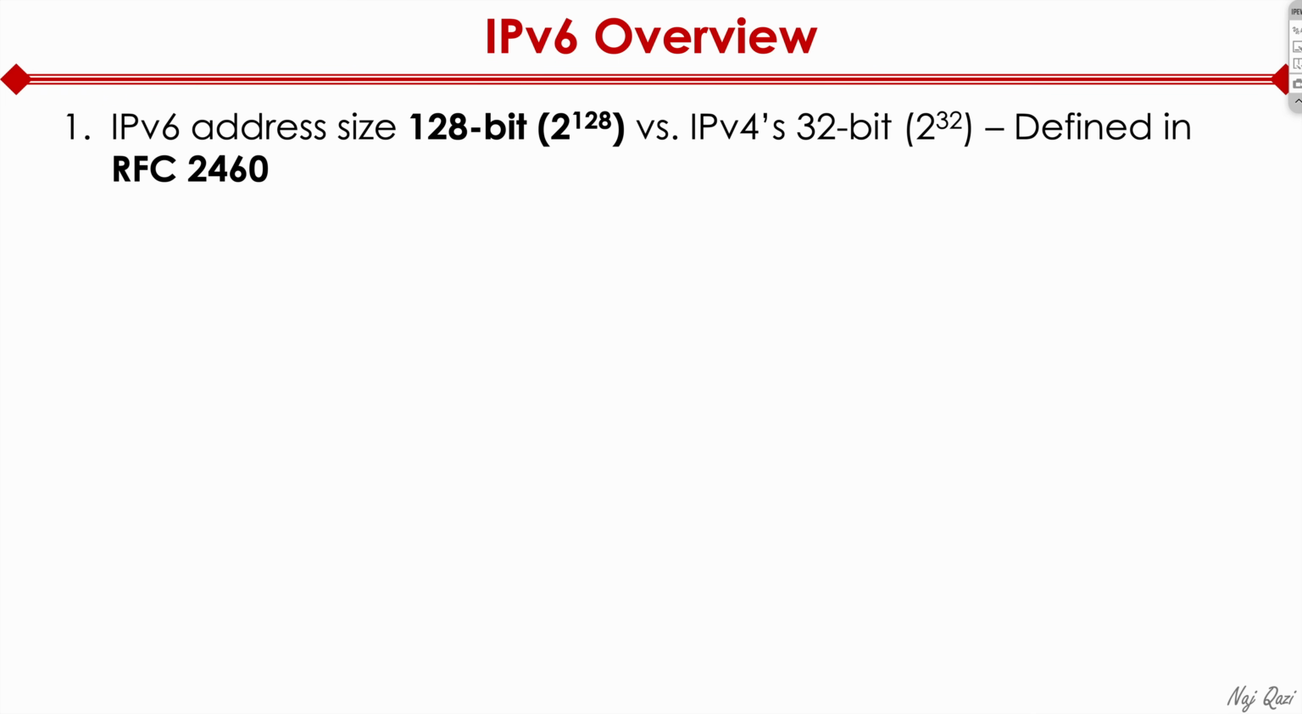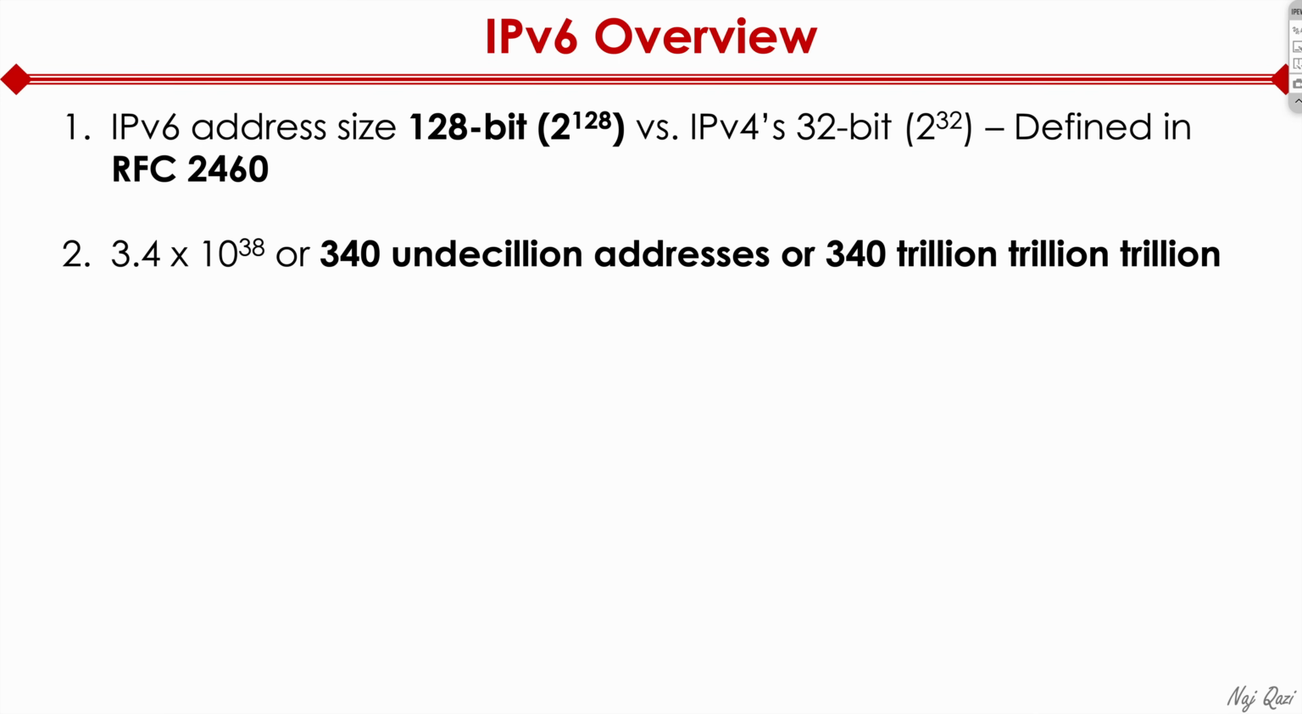Now let me give you a quick overview of IPv6. So the IPv6 address size is 128-bit. That is absolutely ridiculously gigantic, and we'll talk about it in a moment. It's defined in RFC 2460, as opposed to the IPv4 address space of 32-bit. And what that means is we have 3.4 times 10 to the power of 38, or 340 undecillion addresses, or it could also be rewritten as 340 trillion. Now that is an absolutely insane amount of IP addresses.